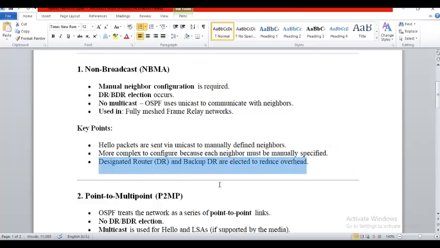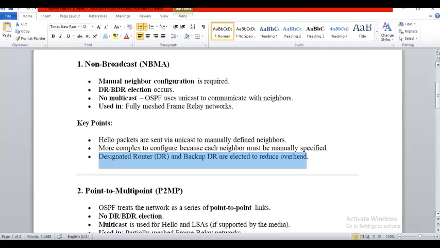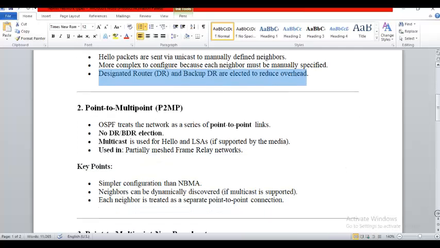Second, point to multipoint. As I said, though it is multiple points, it will be treated like a point-to-point. In point-to-point, there is no DR BDR election. In that way, it is treated like a point-to-point. Multicast is used so that neighbors are dynamically discovered. Again, the media should support multicasting, and frame relay should support it. It is supported by ISPs. This can be used in any topology, even partial mesh.